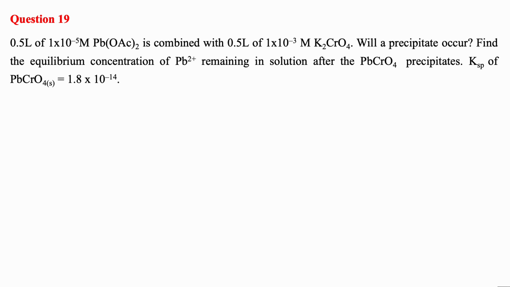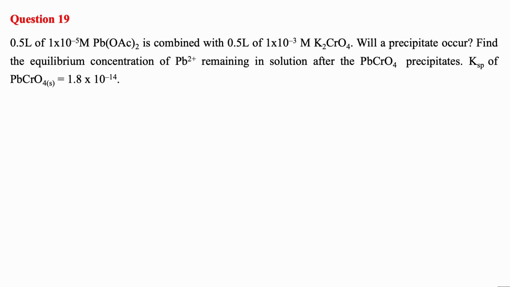Here they are bringing a new concept. If a precipitate is going to be formed, what will be the concentration that will remain in the solution? Because if a precipitate is formed, the concentration of the ions in the solution decreases until the equilibrium is established. Now they are asking what will be the concentration of lead when that equilibrium is established. That is part 2, but the first one they are asking if a precipitate is going to be formed.